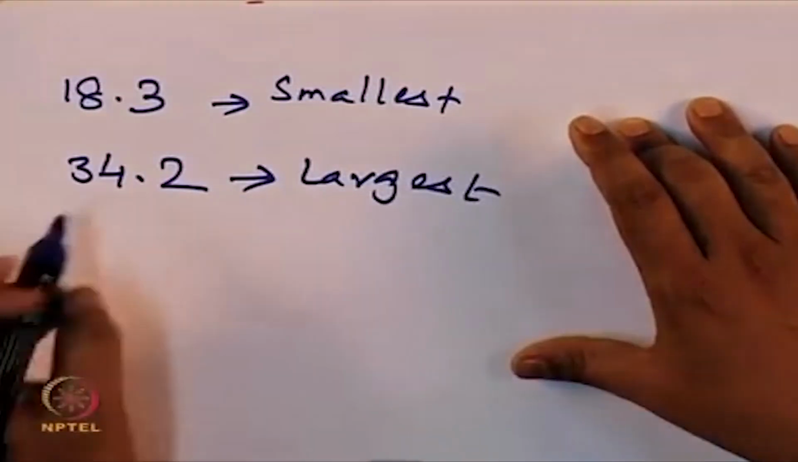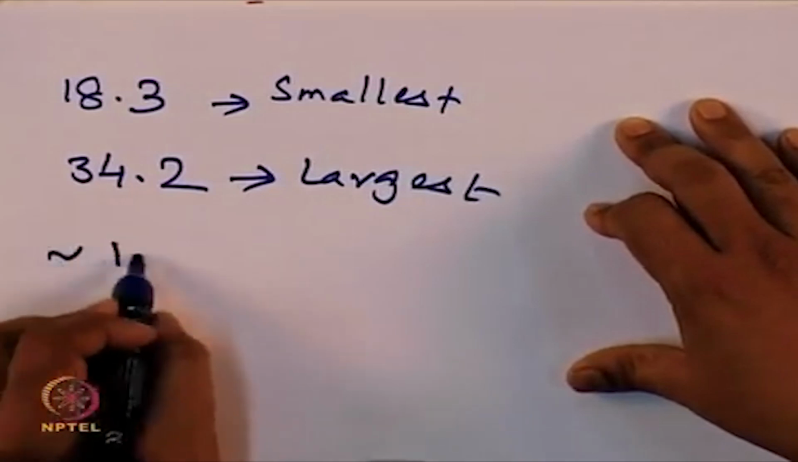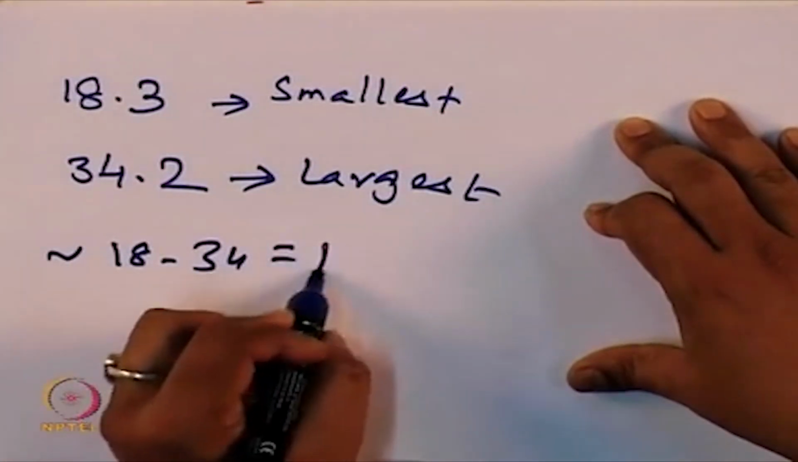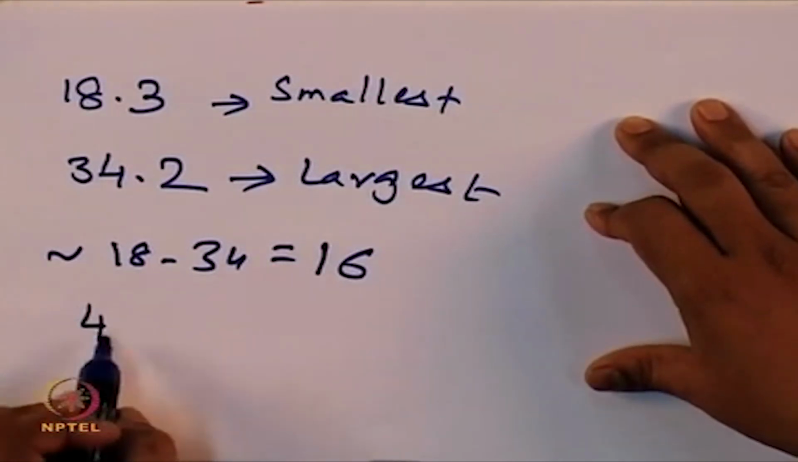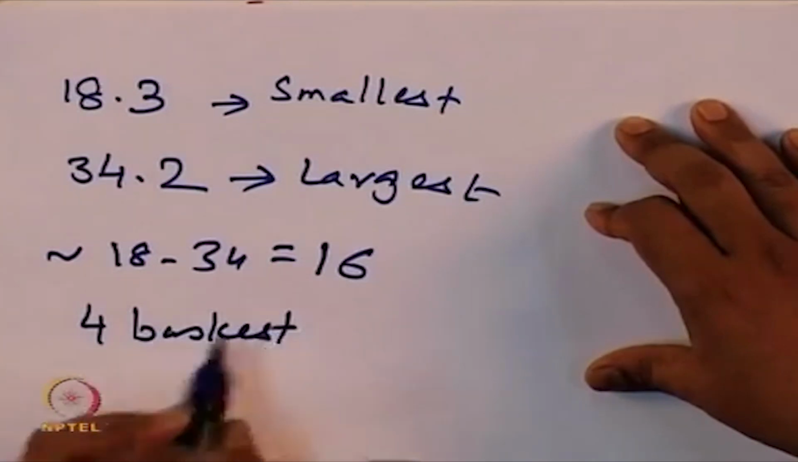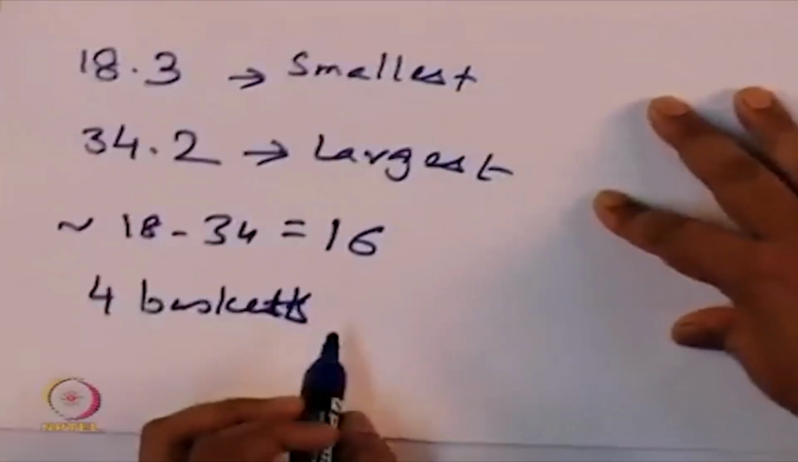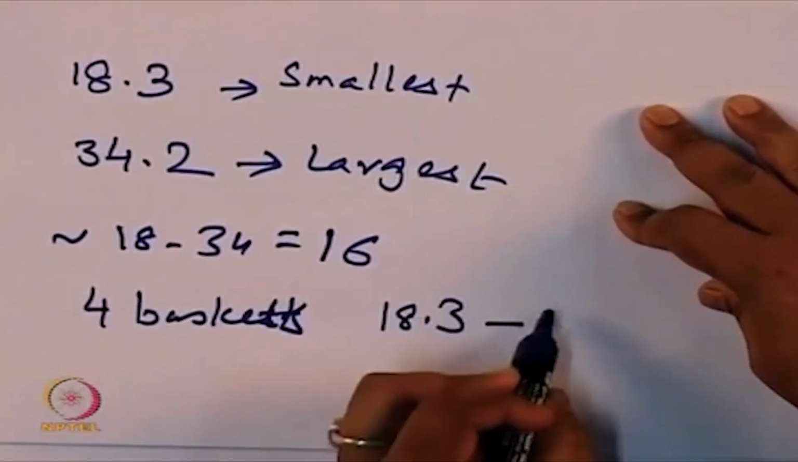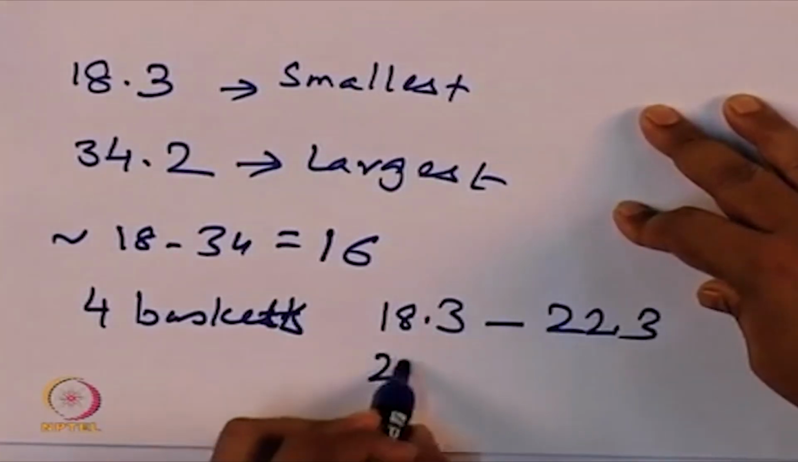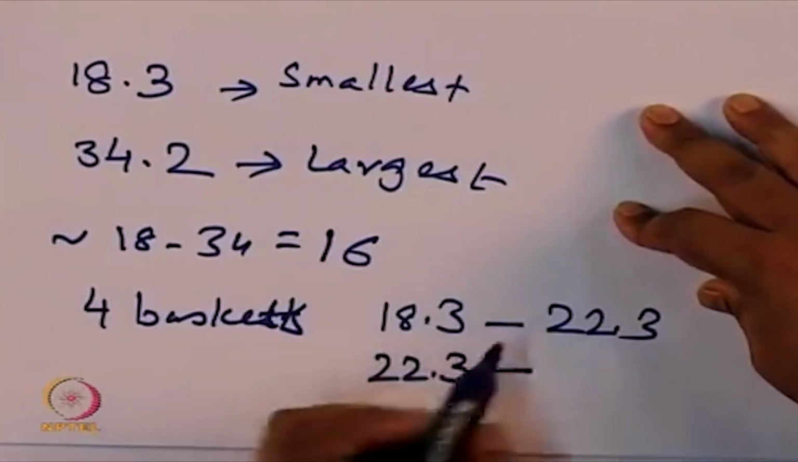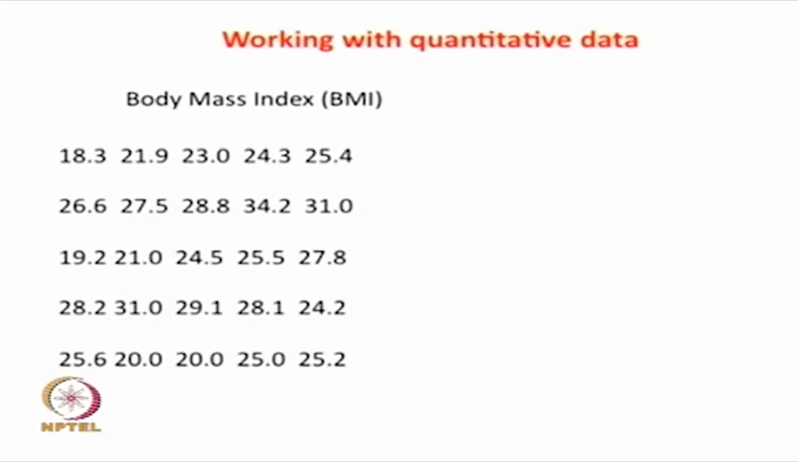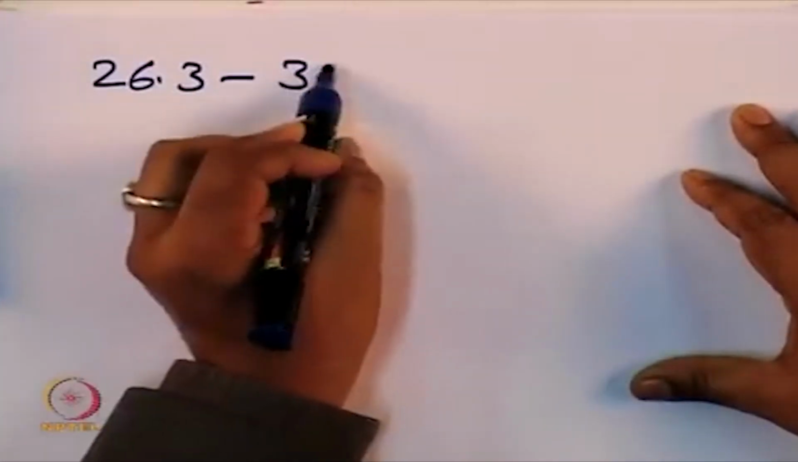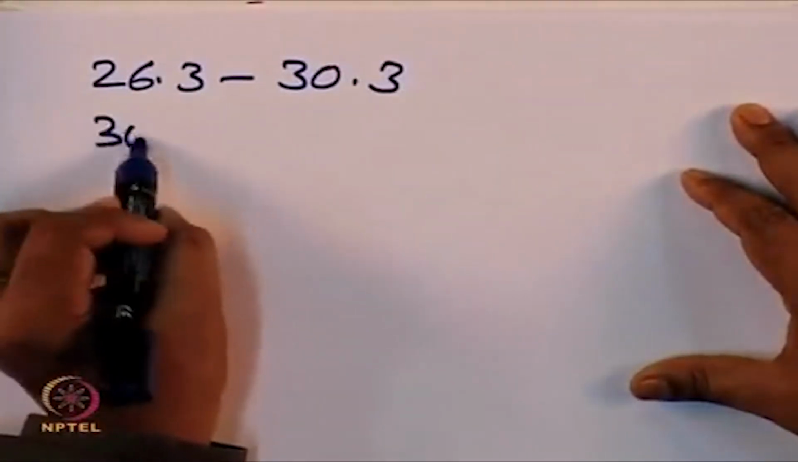So, we can divide it. 18 to 34 is roughly 16. So, we can have a range of 4 baskets. Let us say one is 18.3 to 22.3, another is 22.3 to 26.3. We can have another one which is 26.3 to 30.3 and 30.3 to 34.3.